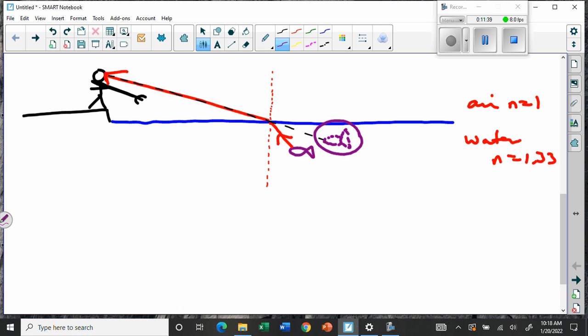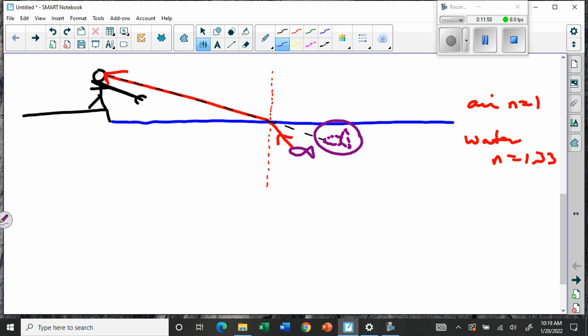Things in the water don't actually appear to be where they actually are. So this is an interesting thing. If you ever want to catch a fish in the water, you can see from the picture, don't aim right at the fish. Aim a little bit below it, and you'll probably hit it.